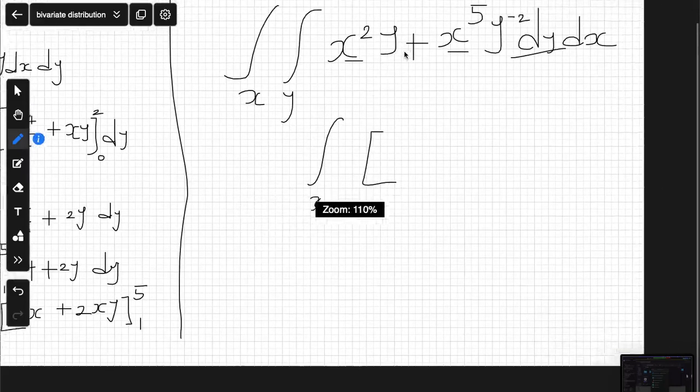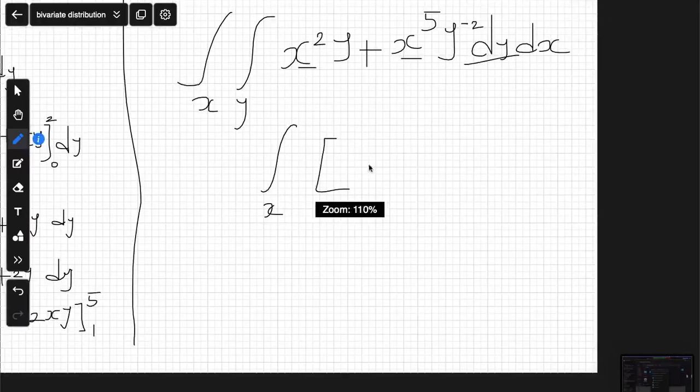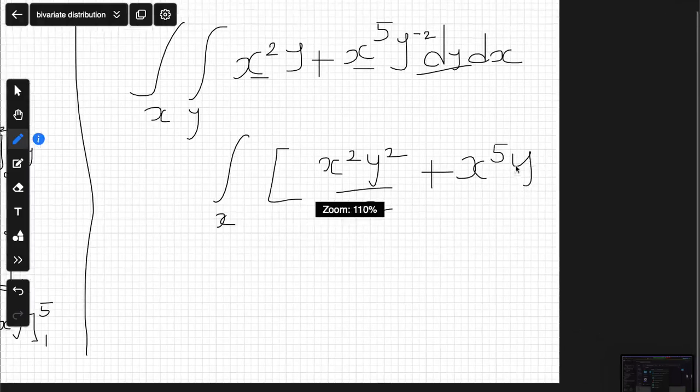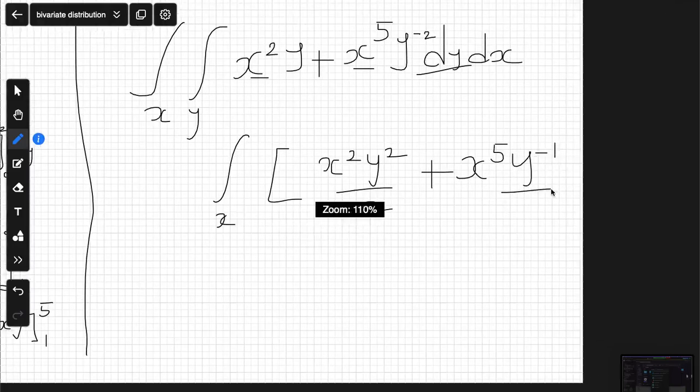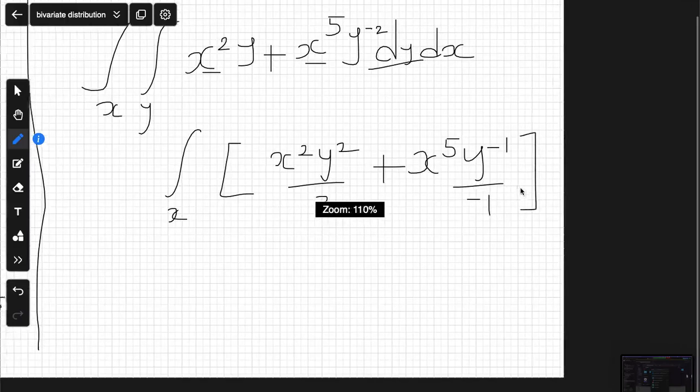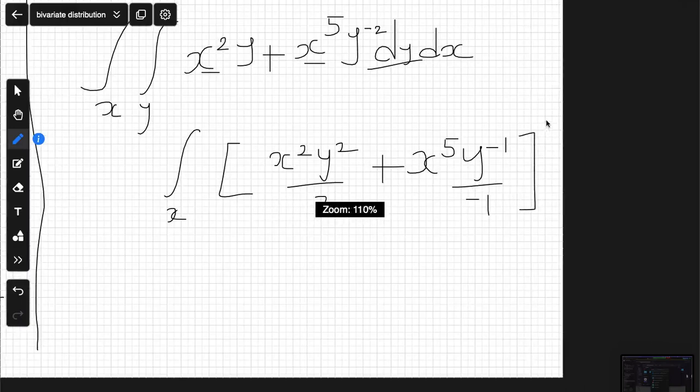So you come here, say, okay, with respect to y, this will be x squared. X squared is a constant, don't forget. Y is going to become y squared over 2. And then you are going to have x raised to the power of 5 is a constant. But y raised to the power of minus 2 is not a constant. So you are going to have y. So this will become minus 1 over minus 2 plus 1. So that becomes minus 1. And you now have it from the range of, okay, so the range of y.